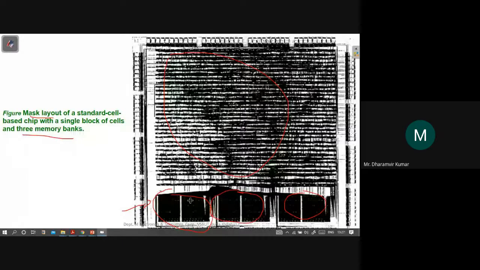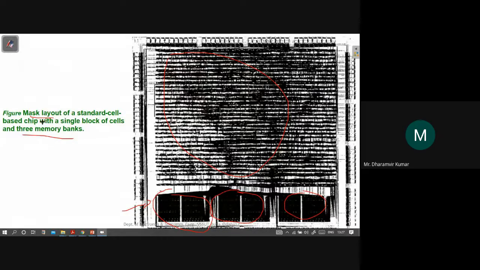This region looks similar, and usually in VLSI chips these are some kind of memory banks, which are actually more dense as compared to the other area. So memory banks will always be more dense, more black in color, as compared to other regions, because they contain more densely packed components. So this is the mask layout which will be used for fabricating the chip.